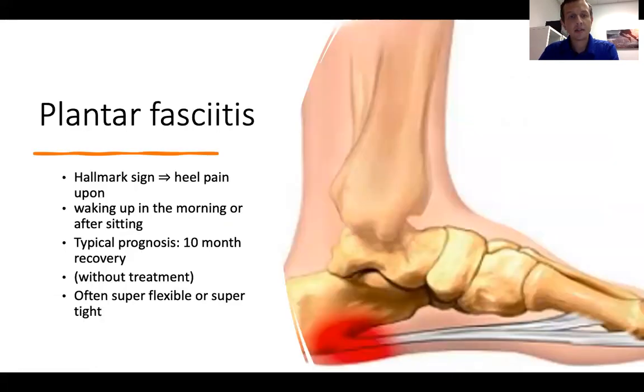Plantar fasciitis, nasty injury. The hallmark sign of plantar fasciitis is pain at the heel, especially first thing in the morning. A lot of patients will report pain in the arch. That's not always plantar fasciitis. Plantar fasciitis is typically back on the heel where the plantar fascia originates. That's kind of the vulnerable watershed area. The typical prognosis for this, the research would show, is 10 months without treatment.